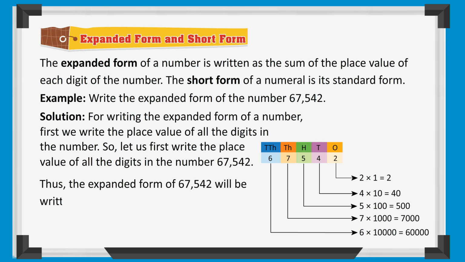67,542 will be written as follows: equals 6 times 10,000 plus 7 times 1,000 plus 5 times 100 plus 4 times 10 plus 2 times 1 equals 6 10,000s plus 7 thousands plus 5 hundreds plus 4 tens plus 2 ones equals 60,000 plus 7,000 plus 500 plus 40 plus 2.